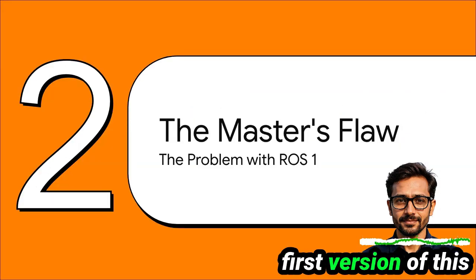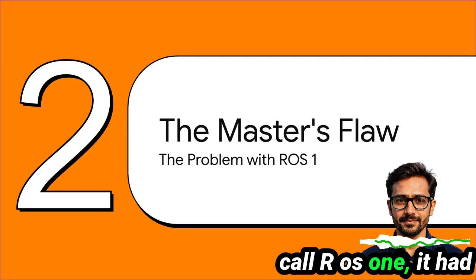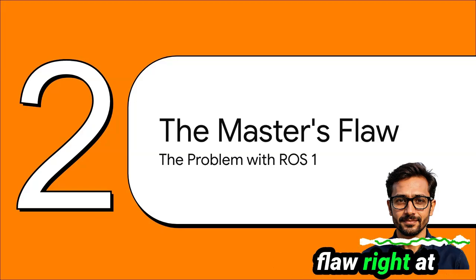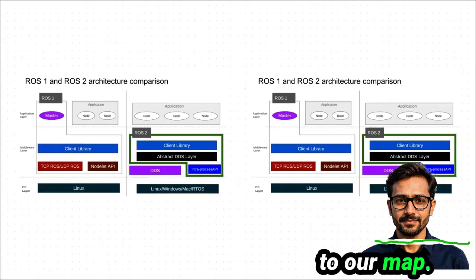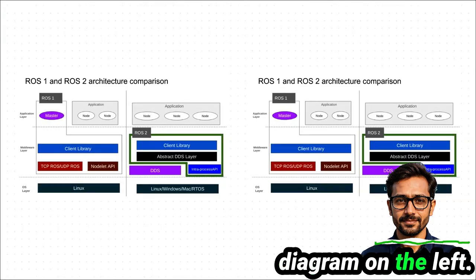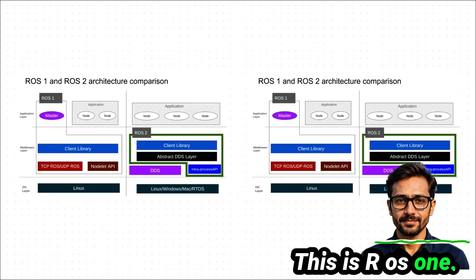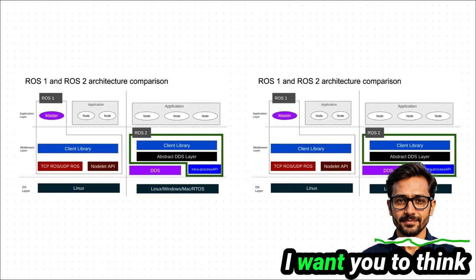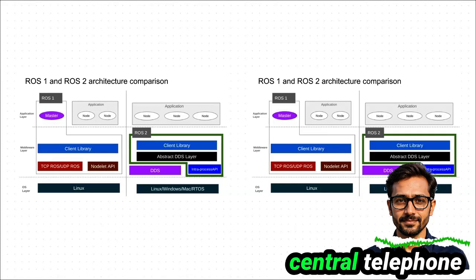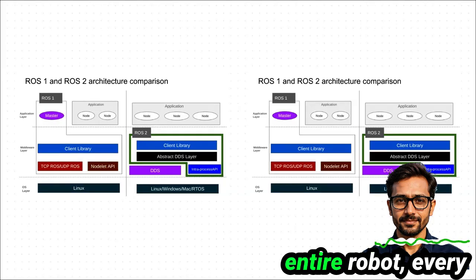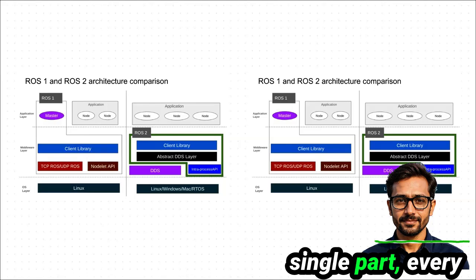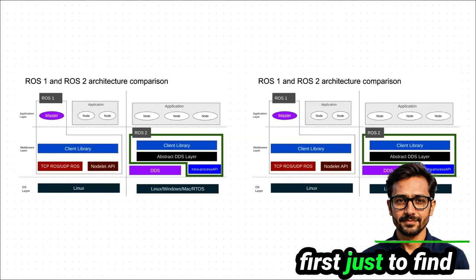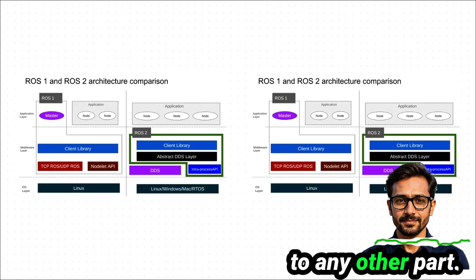But the first version of this system, which we call ROS1, had a very big problem. A critical weakness, a fundamental flaw, right at its very heart. Let's go back to our map. Take a look at the diagram on the left. This is ROS1. Do you see that purple box right in the middle, the one labeled master? I want you to think of this master as a central telephone operator for the entire robot. Every single part, every sensor, every motor had to check in with the master first just to find out how to talk to any other part.